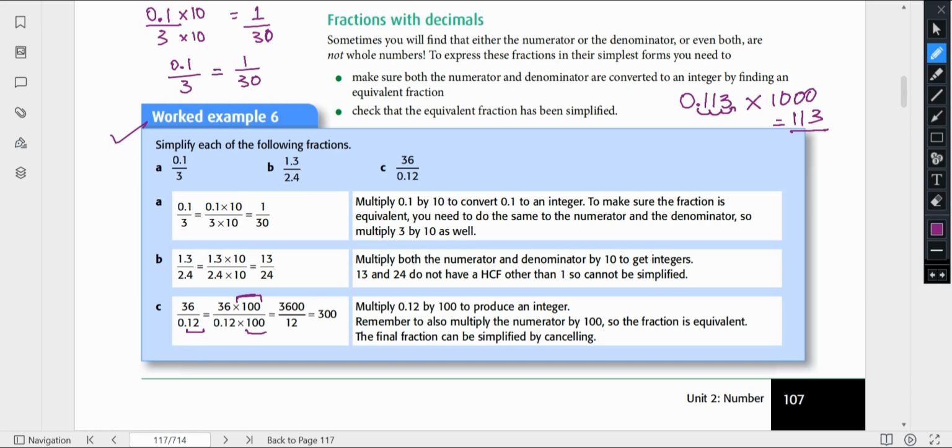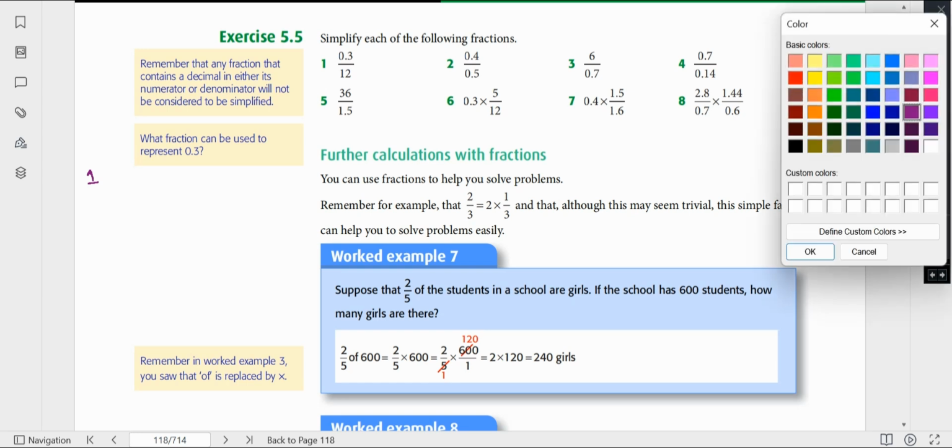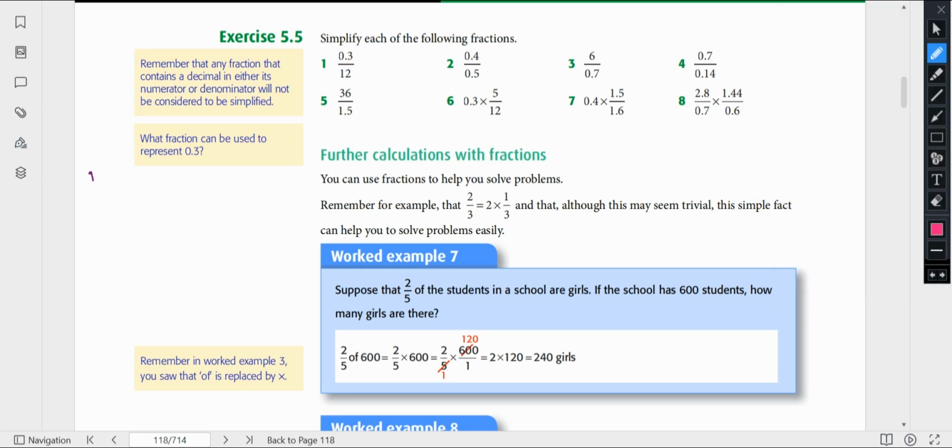Let's move on to the exercise now. On to our exercise 5.5. Let's take question number 1. Let me change the color. I do not really like it. Let's keep it a little brighter. So we have 1 in pink. Alright. So we have 0.3 divided by 12.